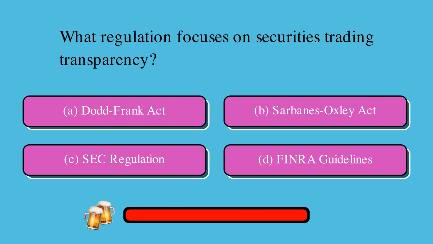What regulation focuses on securities trading transparency? Is it A, Dodd-Frank Act, B, Sarbanes-Oxley Act, C, CCC regulation, or D, FINRA guidelines? The correct answer is C, CCC regulation.